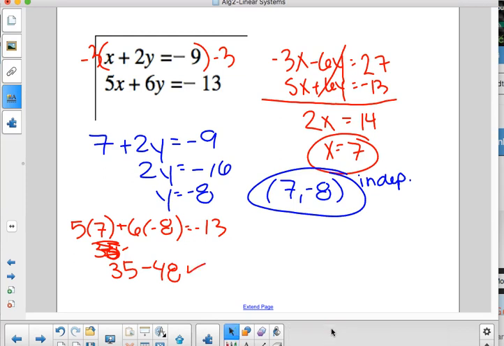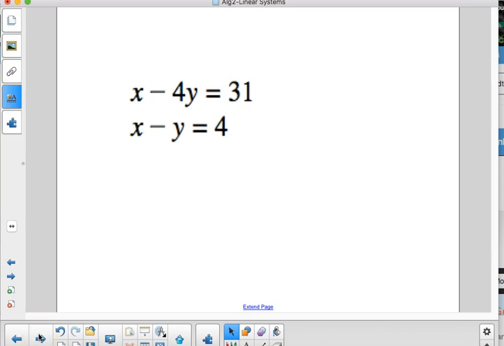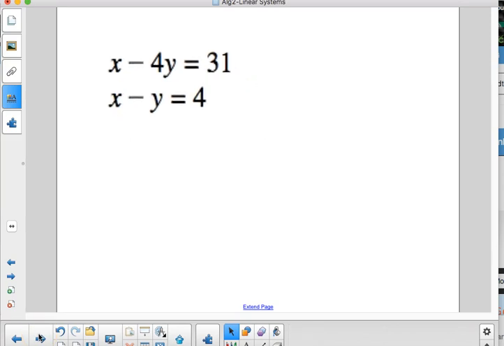So the main thing is you just have to multiply at the beginning to get one variable with the same number, but one positive, one negative. Next one. As is, do we have one variable with the same number, one positive, one negative? No. We have a variable that has the same number. Which one, x or y? X. They're both a 1, so that's really good.